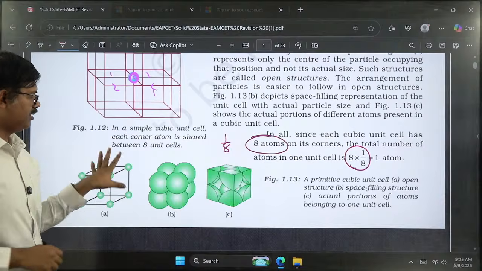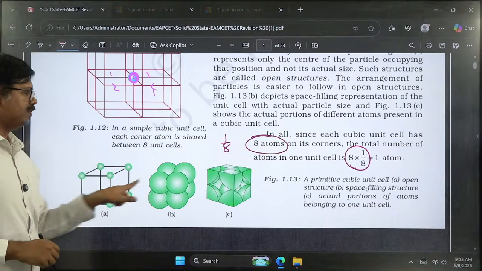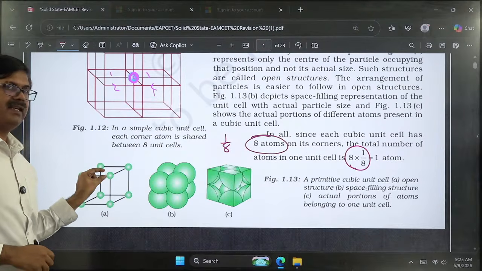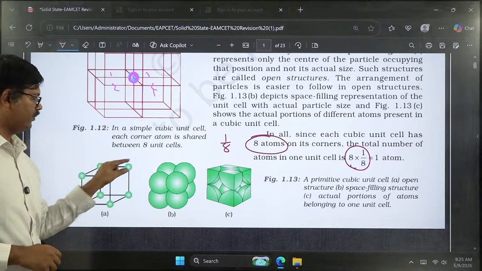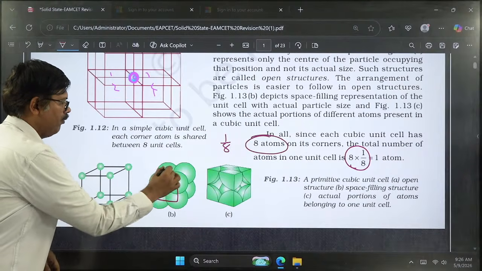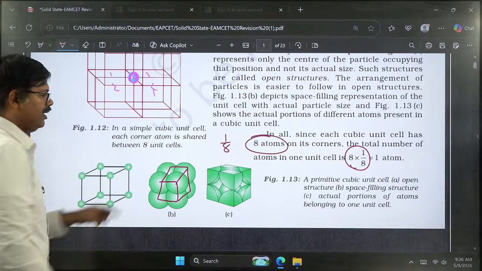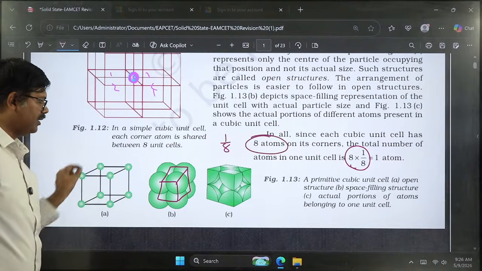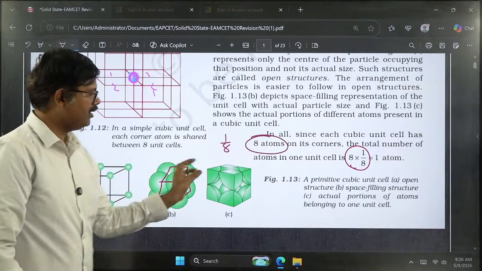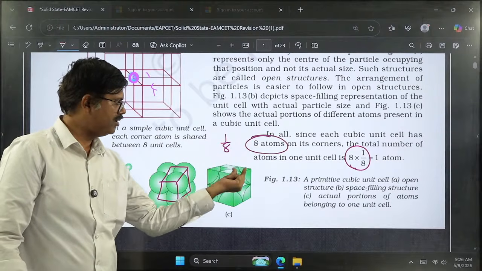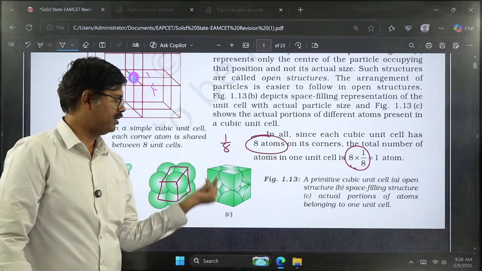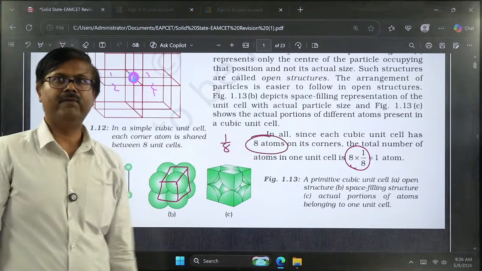See, these are the 8 corners. Actually, these 8 spheres are packed like this. Each sphere we represent as a point for the sake of clarity, which is called a lattice point. If you join them, you will see a cube forming. But each atom we represent as a point, like that. That's why this figure is coming here. Now, if you take only a 1/8 portion from each corner, and join all these 8 portions, you will get 1 atom equivalent.